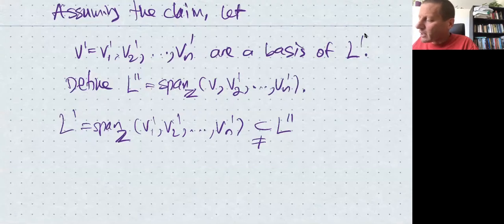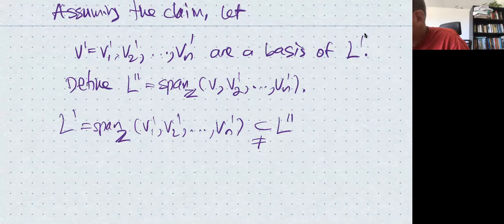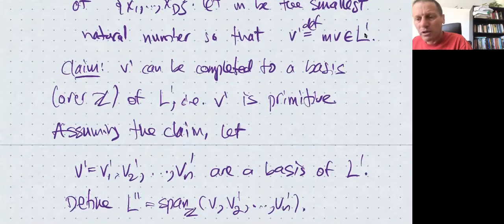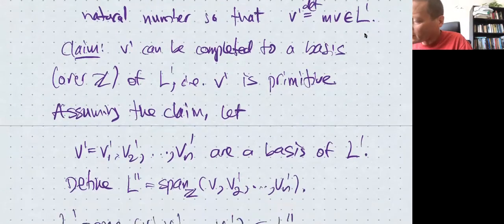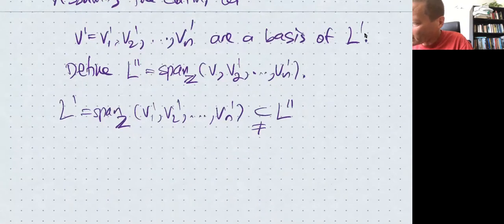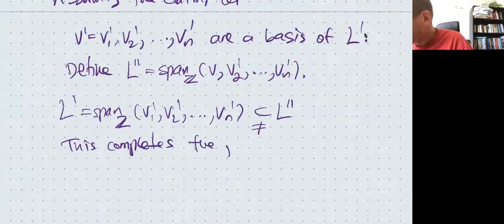And also, we don't have equality because L double prime contains this element V, but V is not in L prime. So we've definitely found a proper containment of lattices, and that concludes the proof modulo the claim. So now we have to prove this claim that V prime can be completed to a basis. This completes the proof modulo the claim.